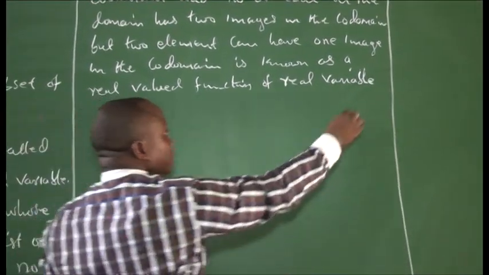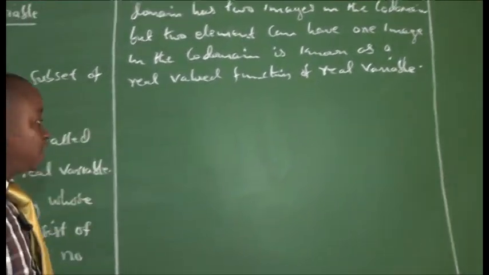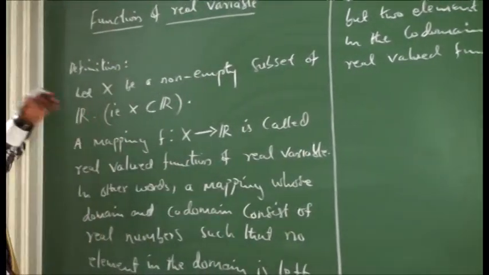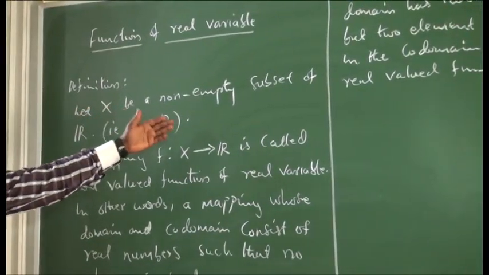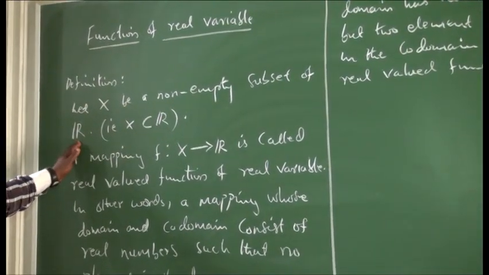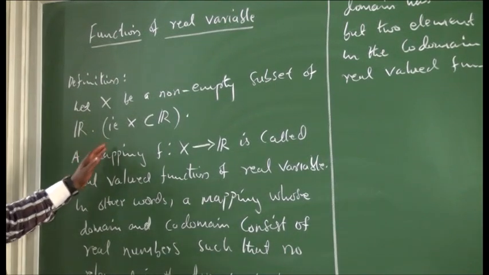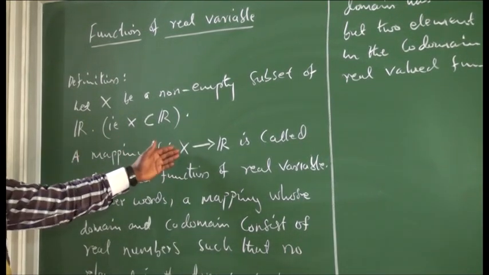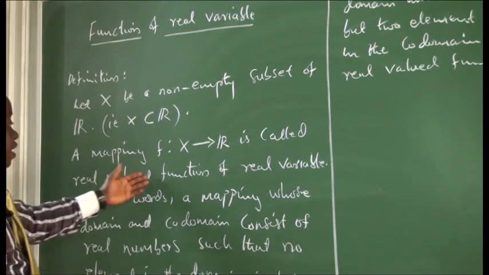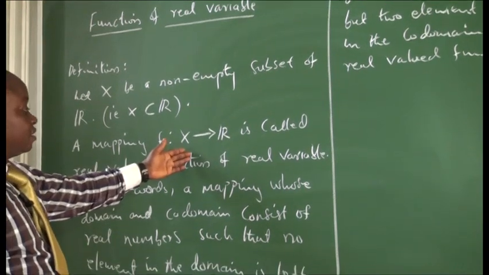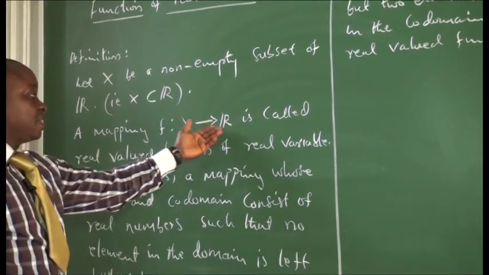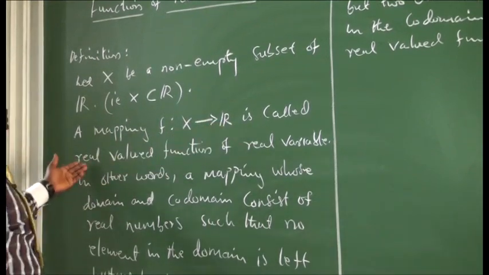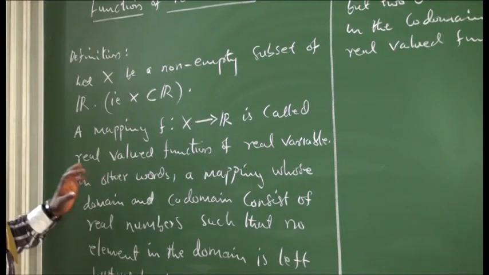All right, so this is the definition of function of real variables. Let X be a non-empty subset of R. That is, X is a proper subset of R. A mapping F such that X is mapped to R, that is, elements from X are mapped to R, is called real valued function of real variable.